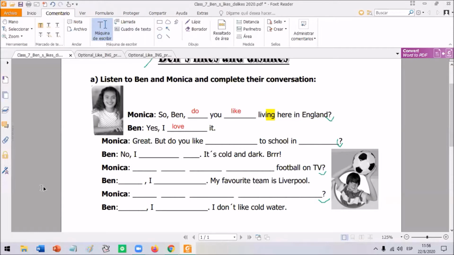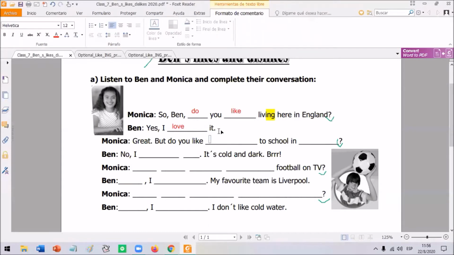So, what did she say now? Do you like to school in... Can you write it on the chat? Okay, look, to school. Acá con la frase to school, aunque yo no haya escuchado, no hay tantas opciones. Podemos decir go to school o walk to school, okay? Pero acá está después de un like, o sea que cualquier acción que tengamos que poner sabemos que tiene que llevar ing si está después del like, como acá arriba, living.